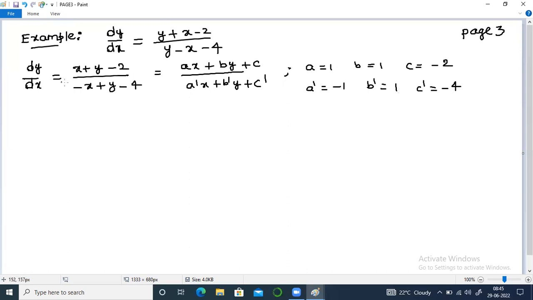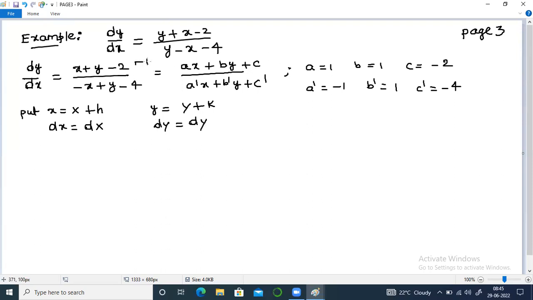So what is the first step I have to do? Put small x is equal to capital X plus h, and small y is equal to capital Y plus k. What is small dx? Differentiation of small x is equal to differentiation of capital X, because differentiation of h is equal to 0. Differentiation of small y is equal to differentiation of capital Y, because dk is equal to 0. So this is the question, right?